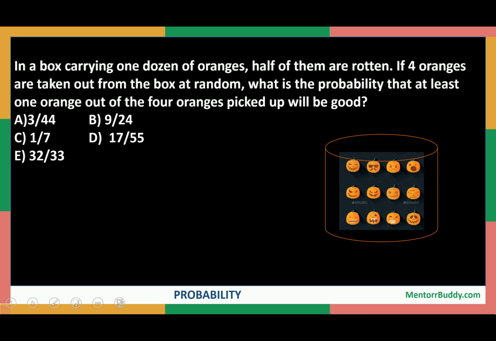Okay, so we need to find the probability of good oranges, right? What we need to find? We need to find the probability of finding good oranges. So in this type of situation, first of all we should understand what will be the total number of oranges in the box. It will be 12, out of which 6 are rotten ones. Okay, 6 are rotten ones.